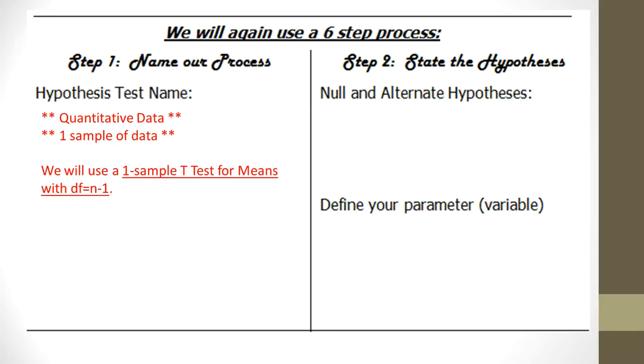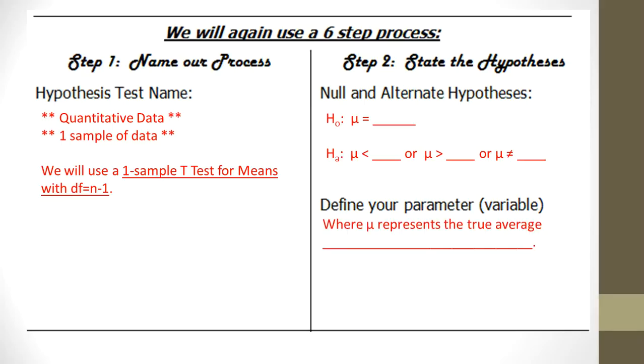Step number 2 are hypotheses. Remember, since we're working with quantitative data, we're going to be working with mu. Our null hypothesis, no difference, no change, nothing is going on. Mu equals whatever our hypothesized value is. Our alternate hypothesis, something is different, something has changed, something is going on. Mu is less than, greater than, or not equal to that value. Don't forget to define your variable. Mu is the true average, whatever your context is. Don't forget the word average or mean is necessary.